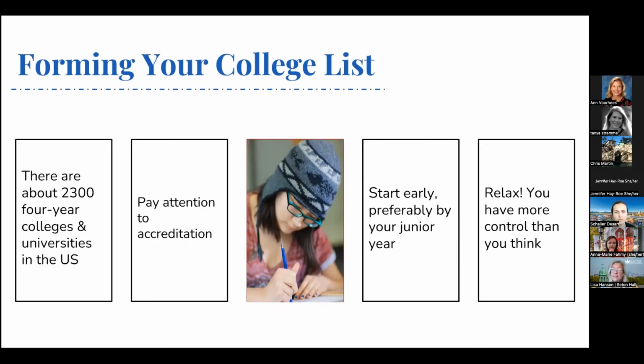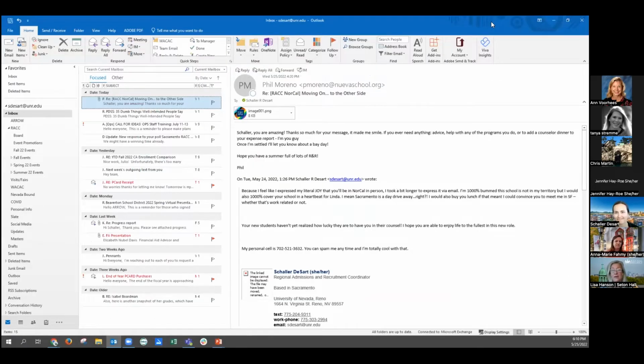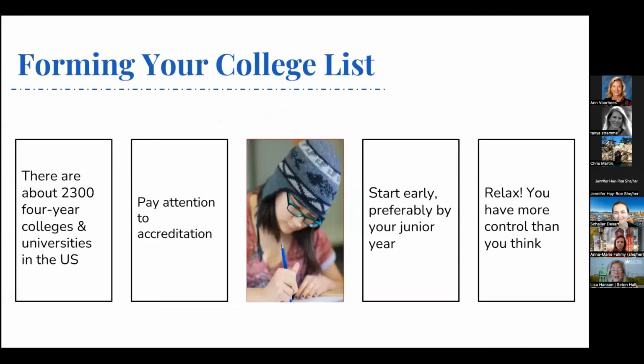So here's what we're going to start off with. When you get to this point in your decision-making process, or you're just going forward into this whole college search process, what you're going to be doing going forward in the summer and the fall is forming that college list. Just so you know, there are a lot of universities and colleges to choose from, and there are over 2,300 four-year colleges and universities alone in the U.S., not to mention options that are outside of the U.S. So there's a lot there as well.